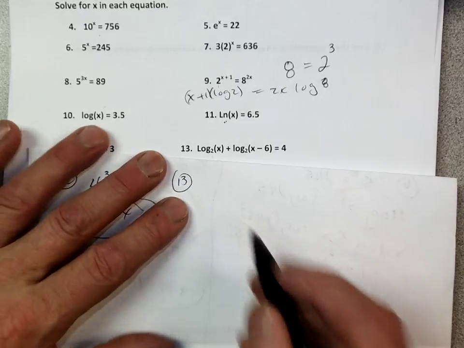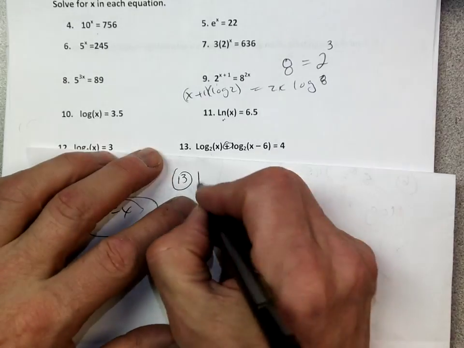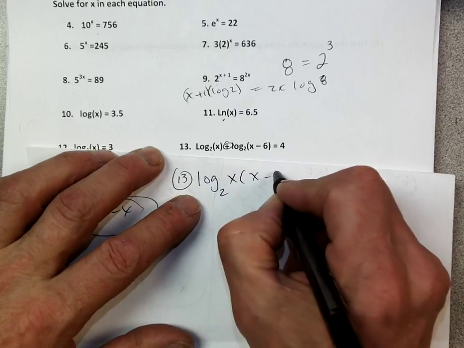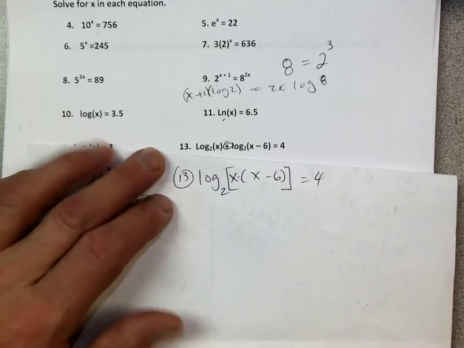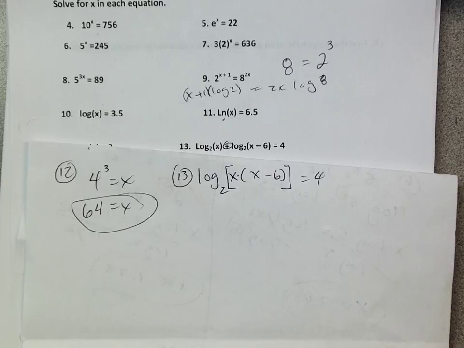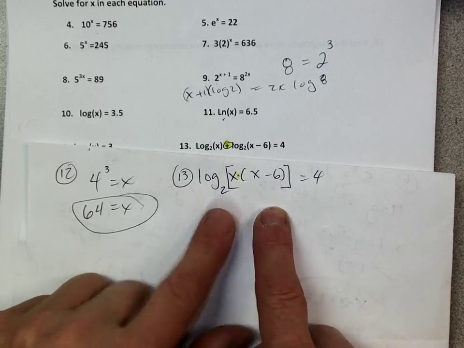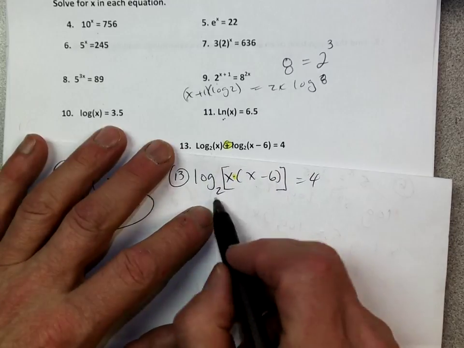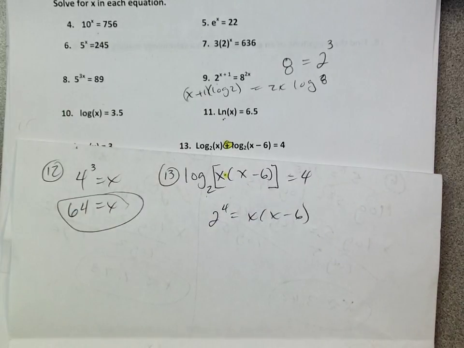So, the first thing I see on 13 is I want to bring them together as a single log so I can solve for the log. So I'm going to rewrite as log base 2 of x times x minus 6 equals 4. Now, there's a times sign I don't need to write, but you know that because it's plus here, I bring them together as times. I bring the logs together. So now I'm just going to change it from log form to exponential form. 2 to the 4 equals what's inside. 2 to the 4 equals x times x minus 6. Now it's just algebra. Easy algebra, huh?